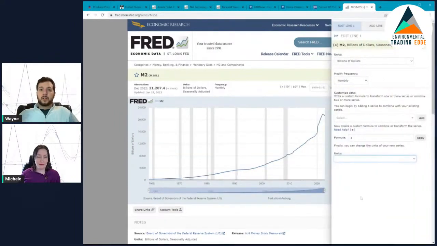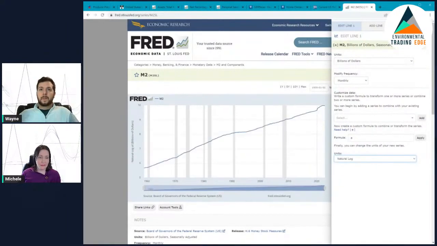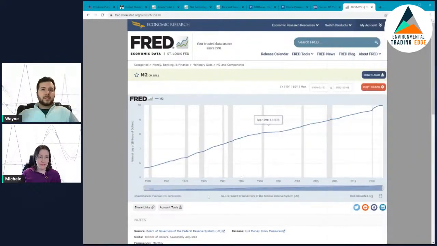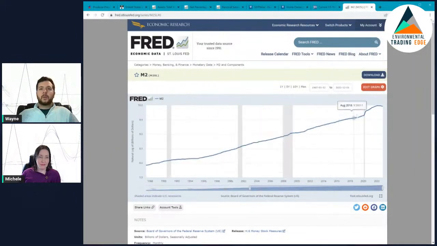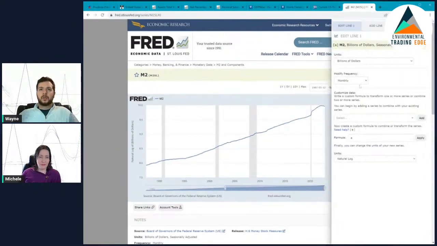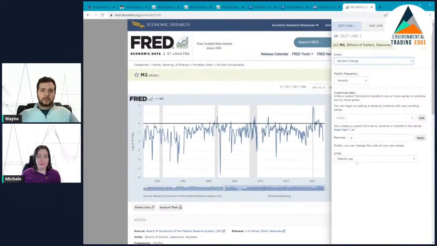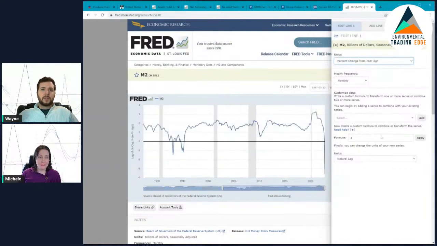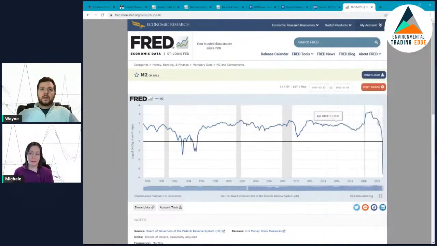Let me turn this to a log also. This will clean things up. And then let me zoom in here. And then one way that we can do this actually too is we can do percent change. And we can do from a year ago. That's a little bit easier. All right. So yeah, that's fine. So what you can see here is how much the money supply is either expanding or contracting.